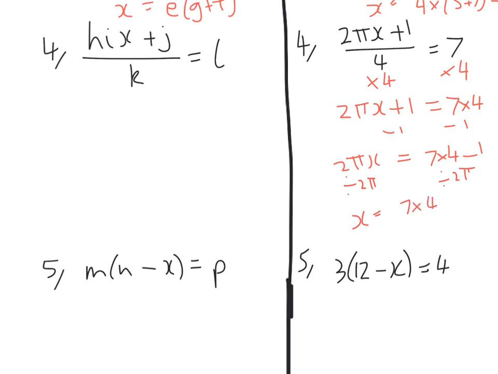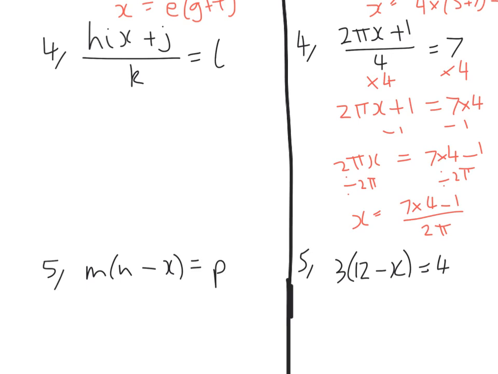So the answer will be 28 minus 1, which is 27. And whatever 27 divided by 2 pi is, will give you your answer. Let's have a look at the algebra. So we first recognize that the whole left-hand side is divided by k. So we can multiply both sides by k, and that will get rid of the fraction.